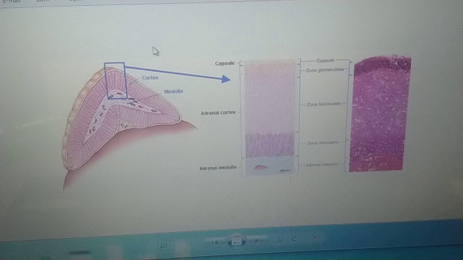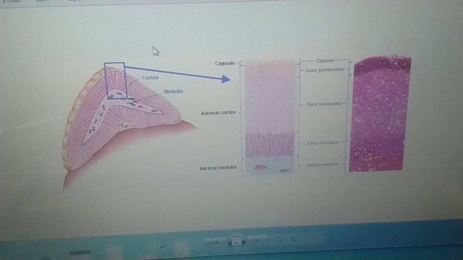Now the last one is zona reticularis. Reticularis is from reticula, which is the network. This is the inner zone and it constitutes 7% of the gland. Now the cells are arranged in branching cords which secrete gonadocorticoids, that is androgen, that have a masculinization effect.